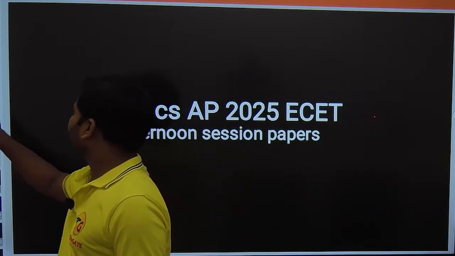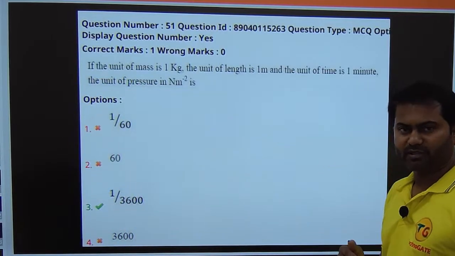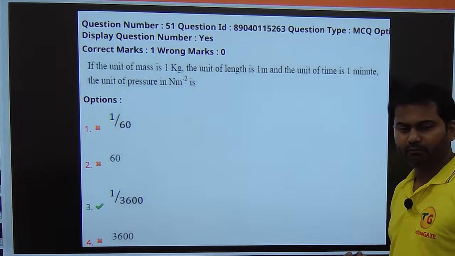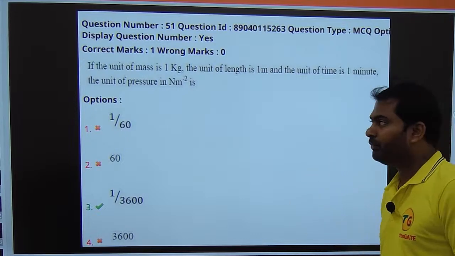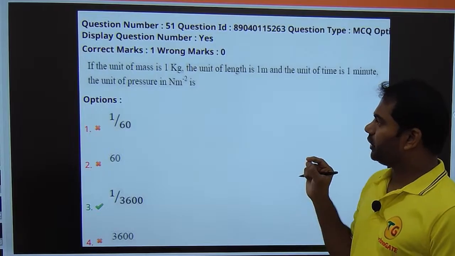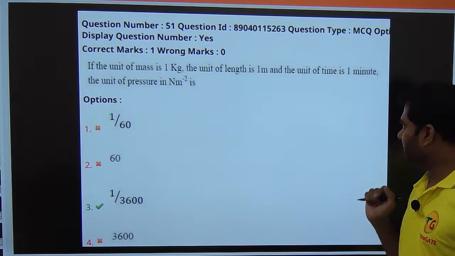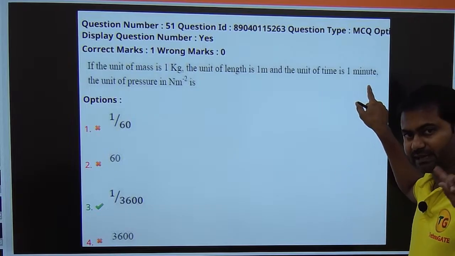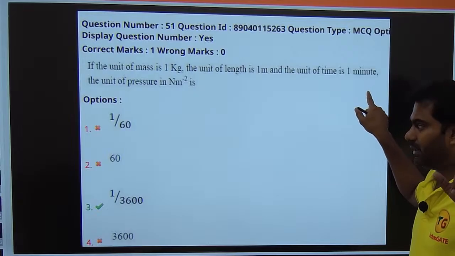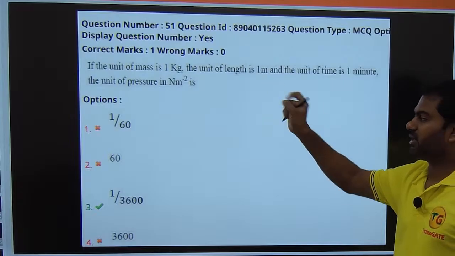So if you see the first one, I am reading out the question. First of all, apologies in terms of the lighting, but I believe you are very much able to clearly see the screen. Okay, it is given that if the unit of mass is 1 kg, the unit of length is 1 meter, and the unit of time is 1 minute. They are not giving it as seconds, they are giving it as 1 minute. The unit of pressure in Newton per meter square is how much?